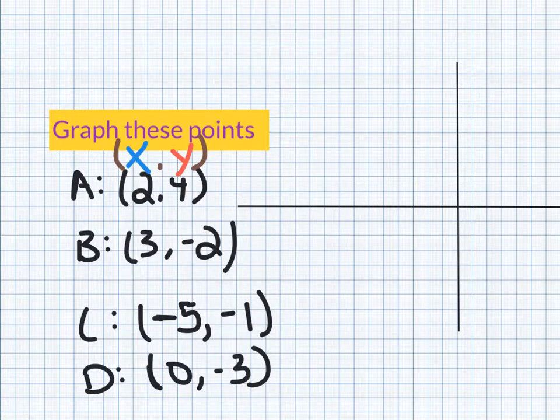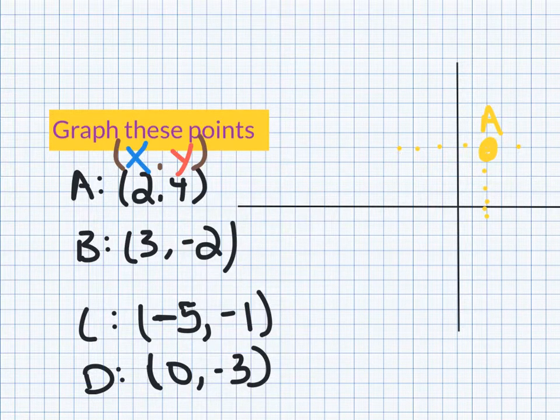Alright, I'm going to go ahead and put these points up there now. Let's see if you got them right, or let's see if you got them wrong. I'm going to do it in yellow. Point A, 2, comma 4. So 2 and 4. Right here is point A. Remember, you do not need to put those dots in. I don't want you to put those dots in.